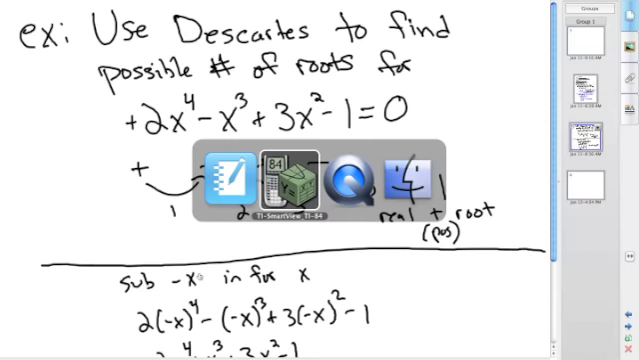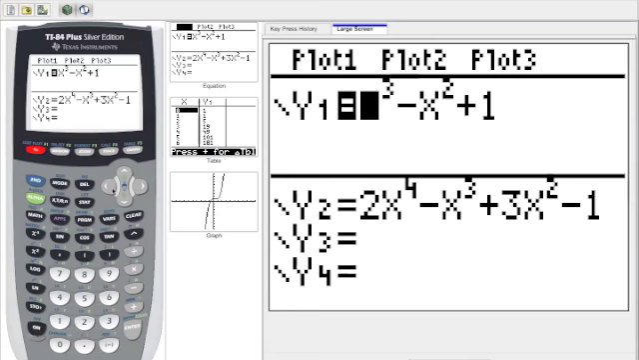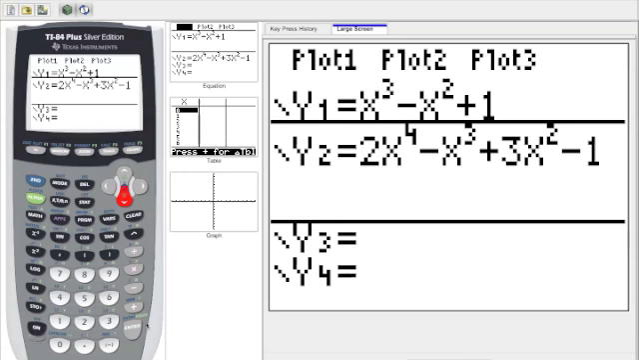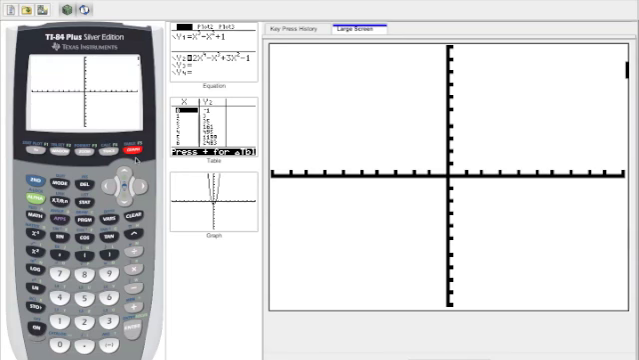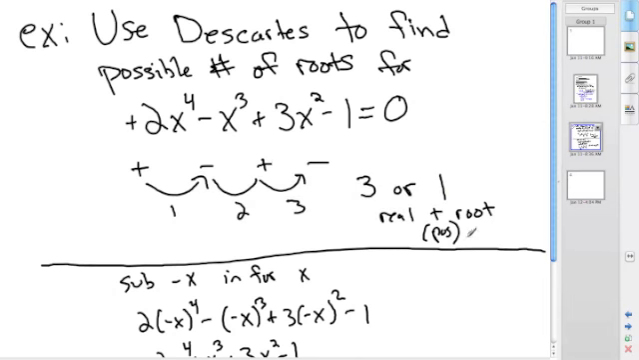So go to your calculator, go to y equals. We're going to turn off the previous example and enter the second one. So we have a new graph. And then here we can see that we have 1 negative and 1 positive. We don't cross the x-axis 3 times. There you go.